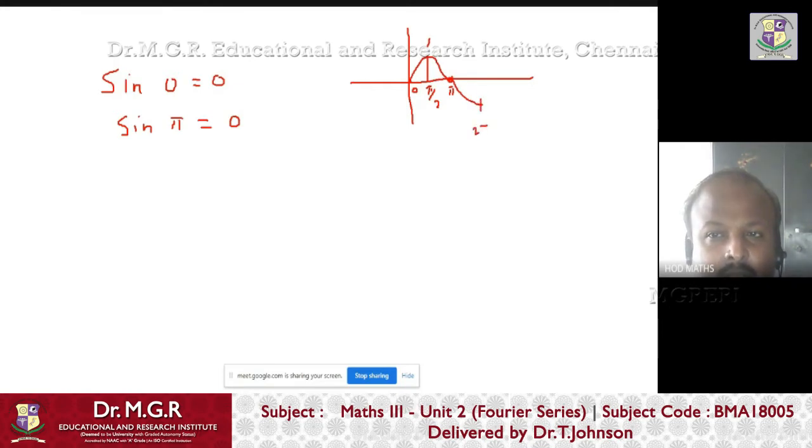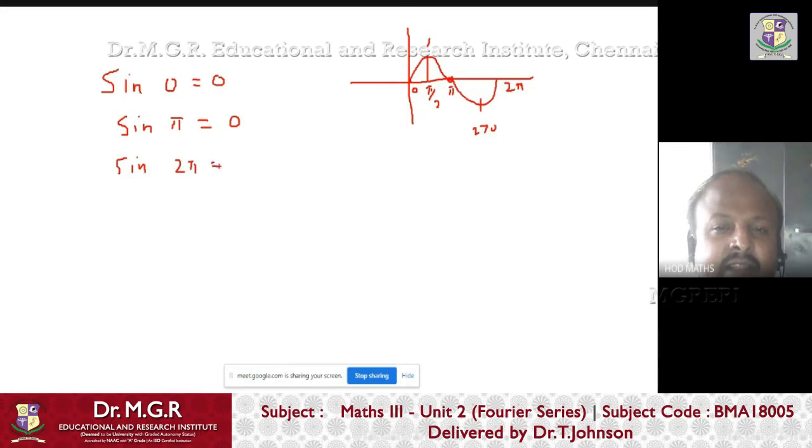Sin 270 means pi plus pi by 2, that is sin 3 pi by 2, which is -1. Sin pi by 2 is +1. Sin 3 pi by 2 is -1. Right? Again, if it goes to here, when it touches 2 pi, sin 2 pi becomes 0.